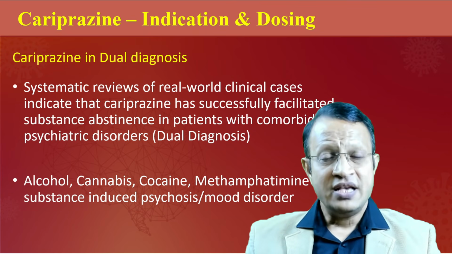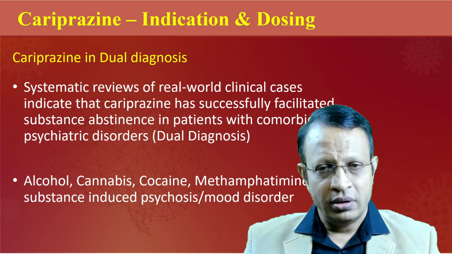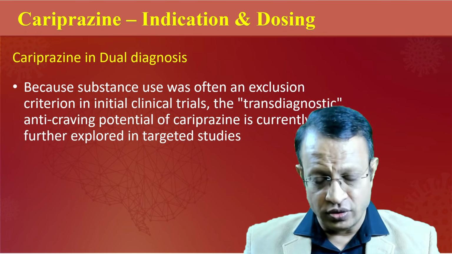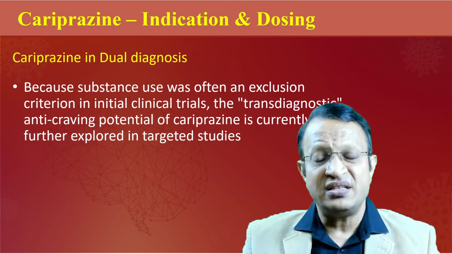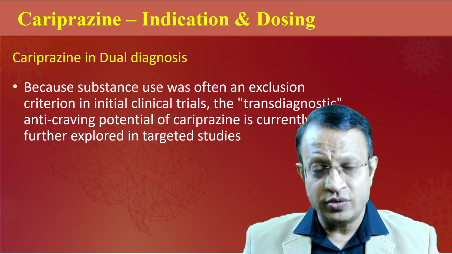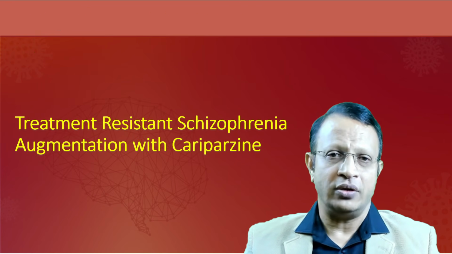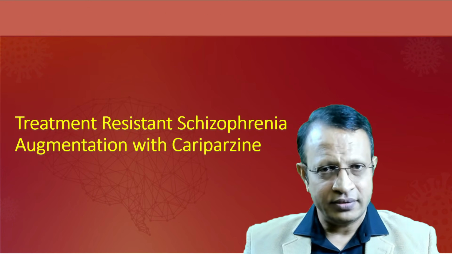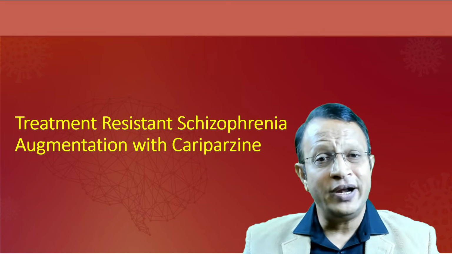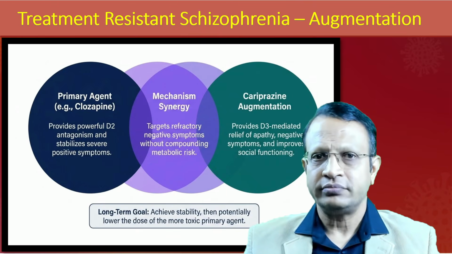So, my dear friend, in substance-induced psychosis and mood disorder, various clinical trials have found that it is useful. Hence, it is considered to be a trans-diagnostic molecule, my dear friend. Hence, nowadays there are studies which are pouring in, open label trials, with regard to dual diagnosis. Not only that, cariprazine also has been advocated in treatment-resistant schizophrenia, especially augmentation.